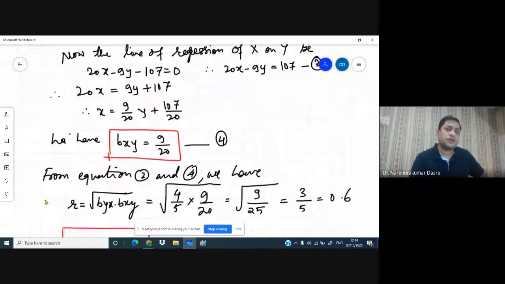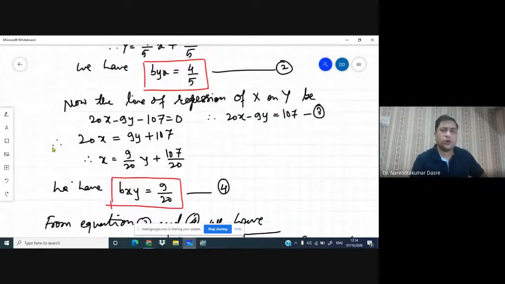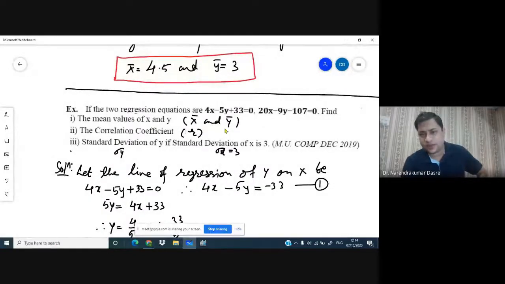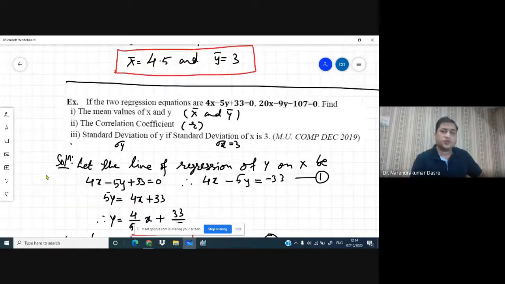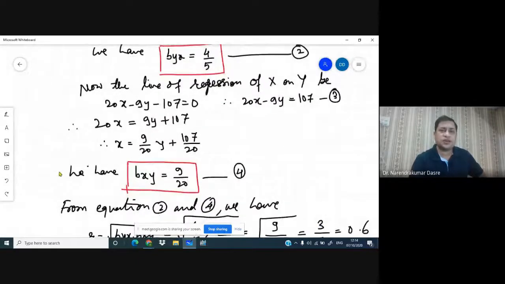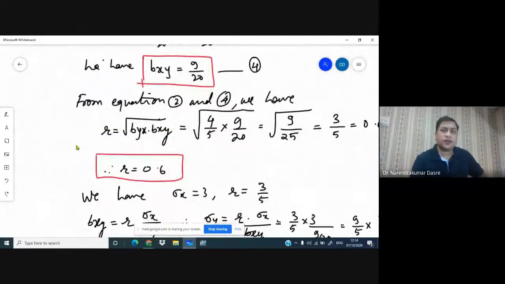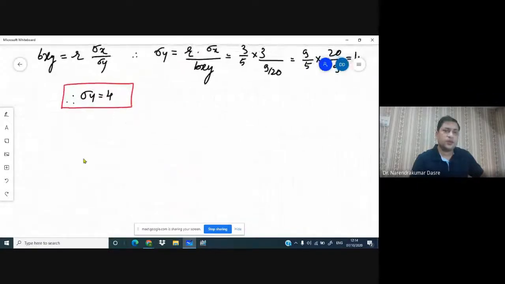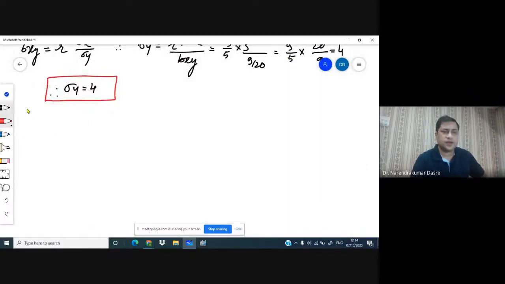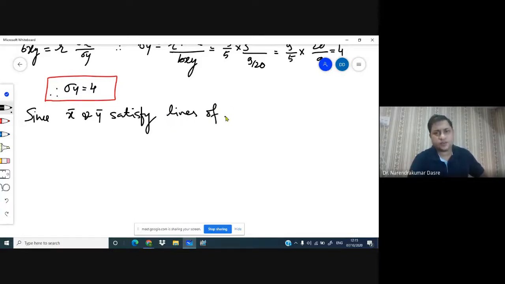We got r, and now what we want to find is x bar and y bar. For x bar and y bar, we have to use equations 1 and 3, so that we are able to find x bar and y bar. So I can write here: since x bar and y bar satisfy the lines of regression.